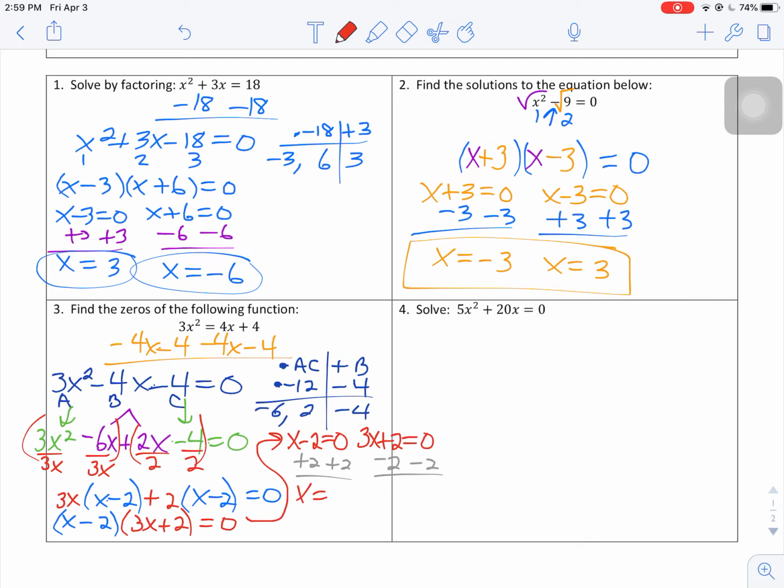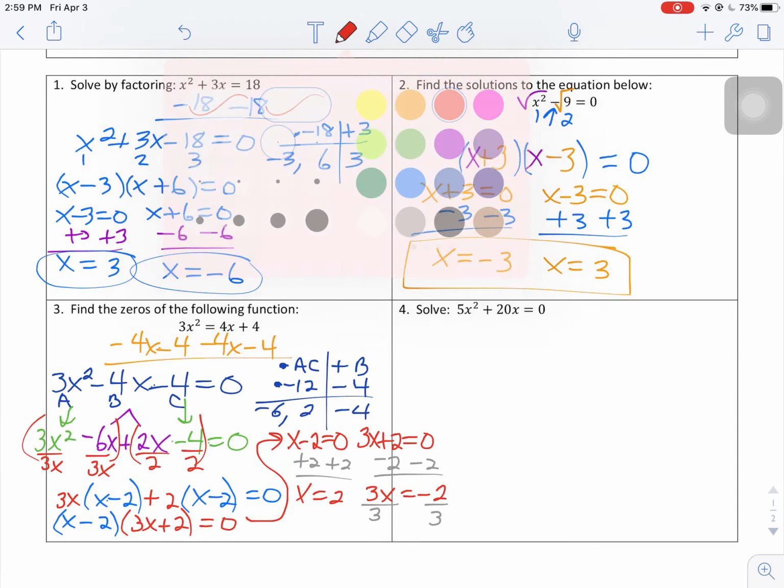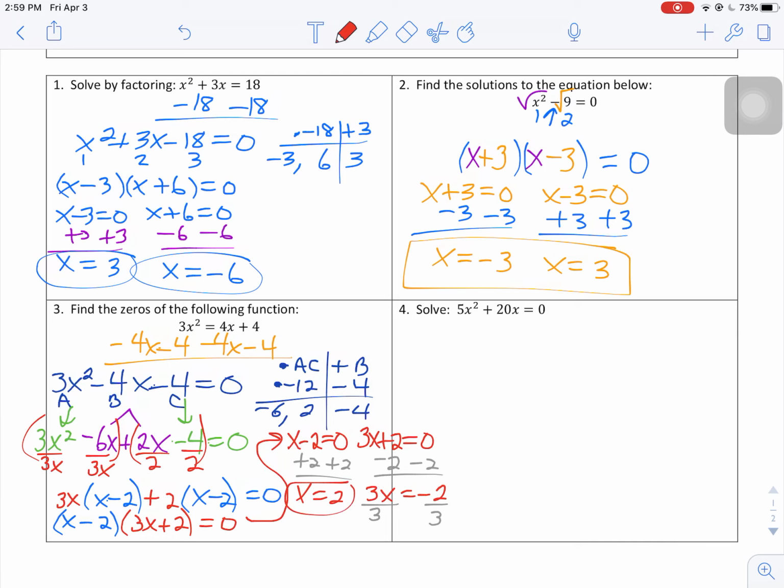So x equals 2, and then 3x equals -2. So you have one more step for that second equation. We're going to undo multiplication by doing division. And then for our final answer, we have x equals 2 and x equals -2/3. And you could just leave your answer as a fraction. Just make sure it's reduced if you can reduce it.